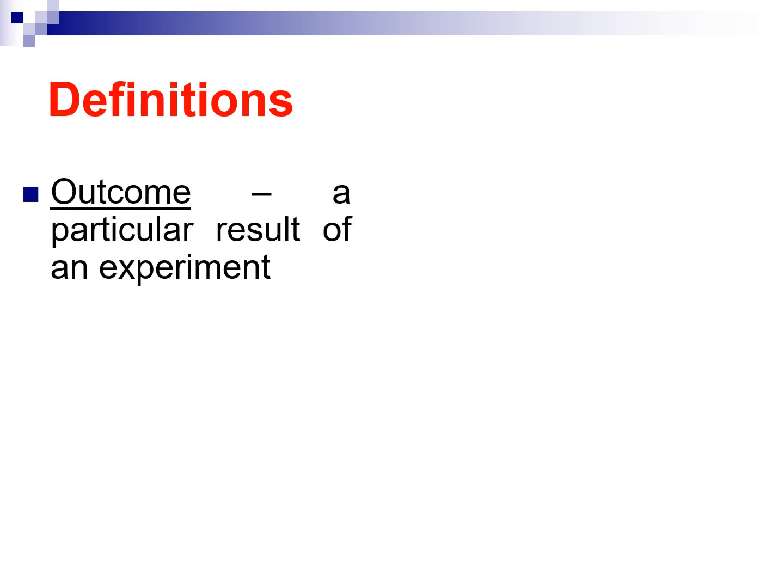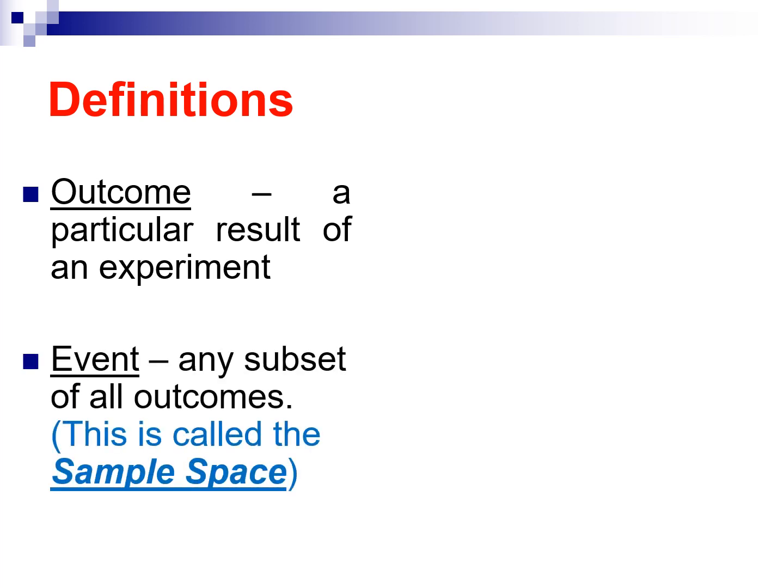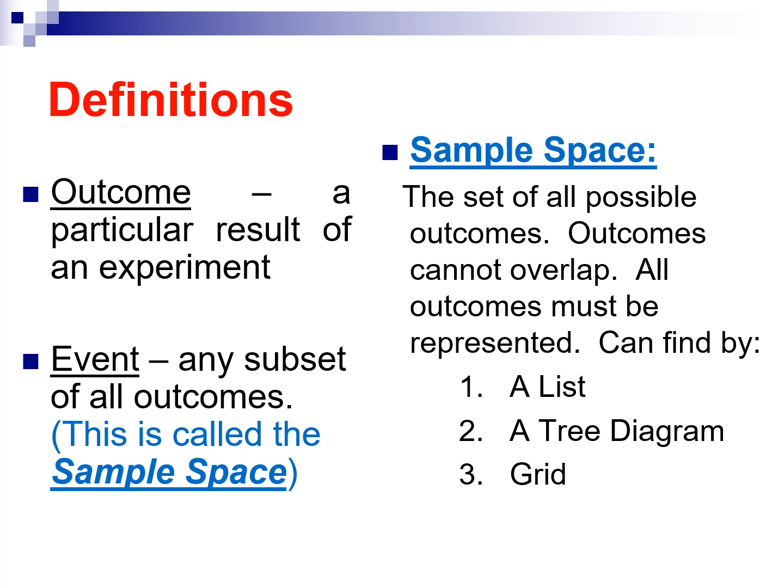So let us have some definitions. An outcome is a particular result of an experiment. An event is any subset of all outcomes. This is also called the sample space. And sample space is the set of all possible outcomes. Outcomes cannot overlap. All outcomes must be represented. We can find it by a list, a tree diagram, or a grid.